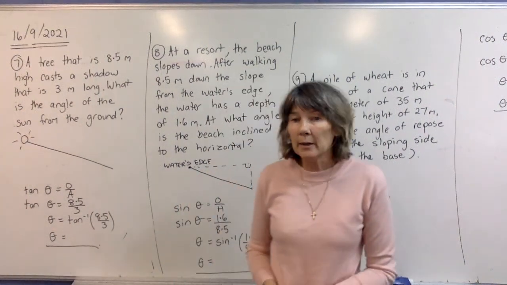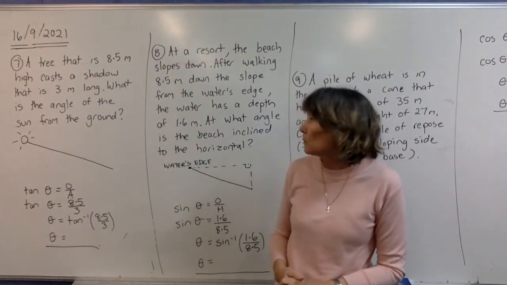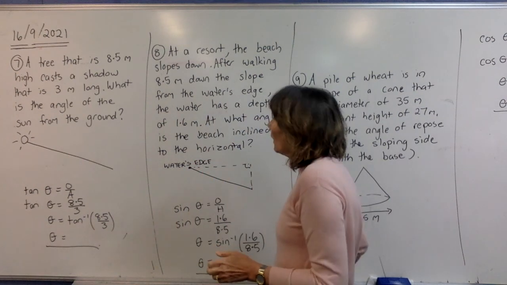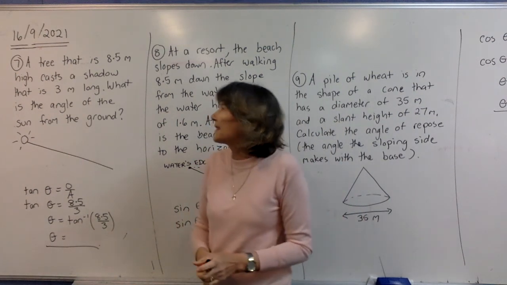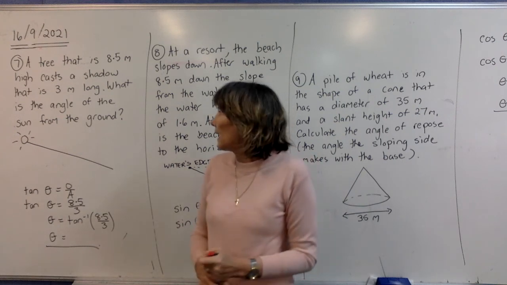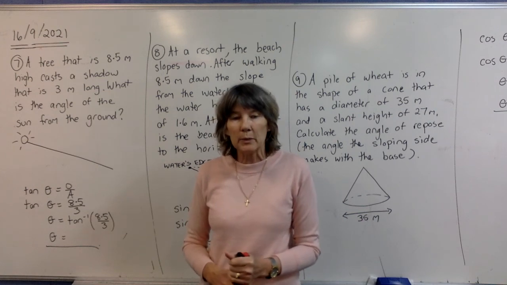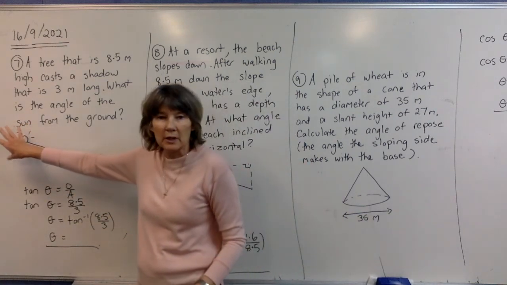So today we're going to continue on with these examples. All of these are word problems, so be very careful with them. All right, in this first one we have a tree that is 8.5 metres high, casts a shadow that's 3 metres long. Now what happens with this is we start with the sun up the top in the sky here.